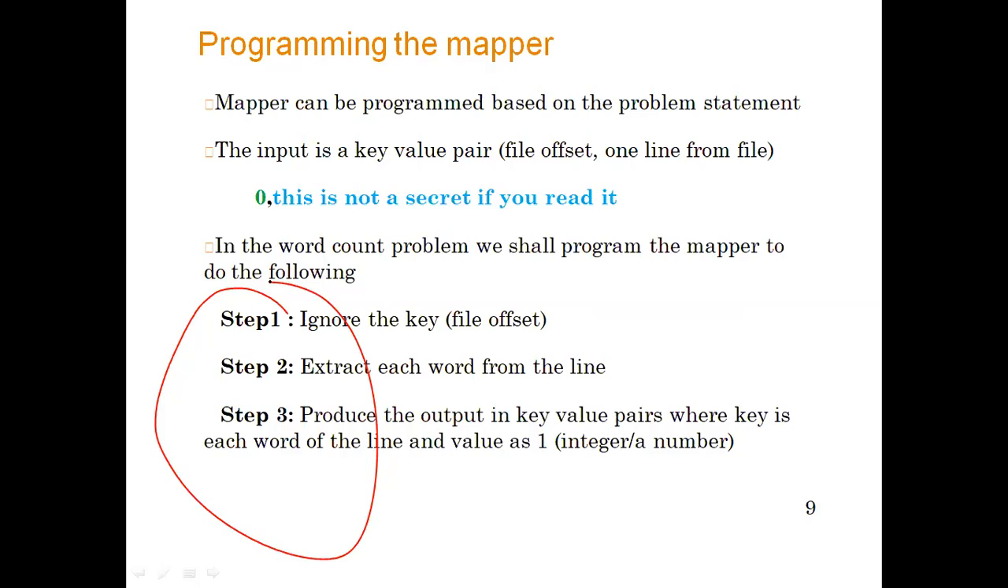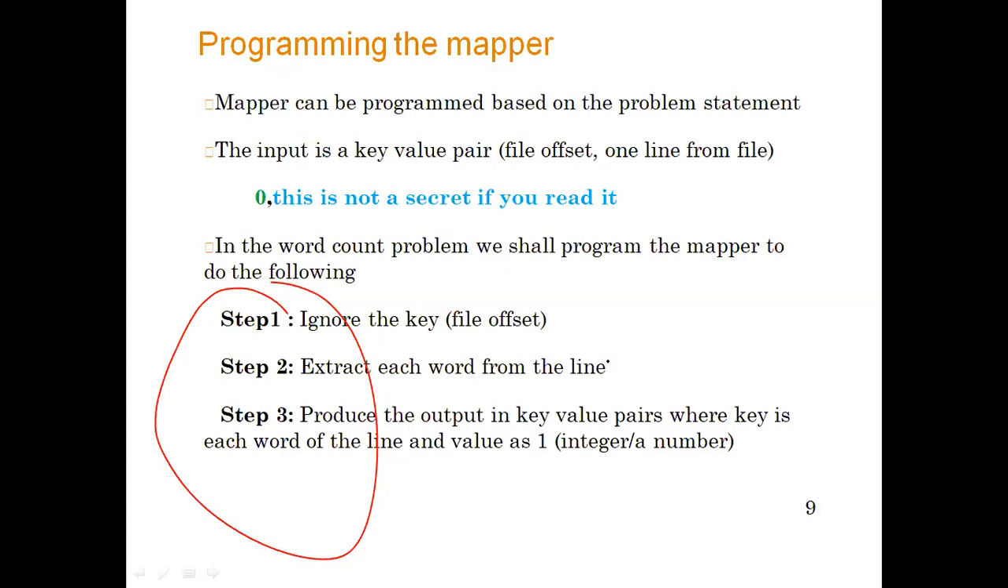Now consider the key value pair where the key is 0 and the value is the entire line, "not a secret if you read it." Step 1 says ignore the key. This can be problem specific; we can ignore the key depending upon the type of problem. The second step says extract each word from the line, which is also known as tokenization. It means we are dividing the problem into smaller tokens, applying a divide and conquer strategy by dividing the line into smaller words.